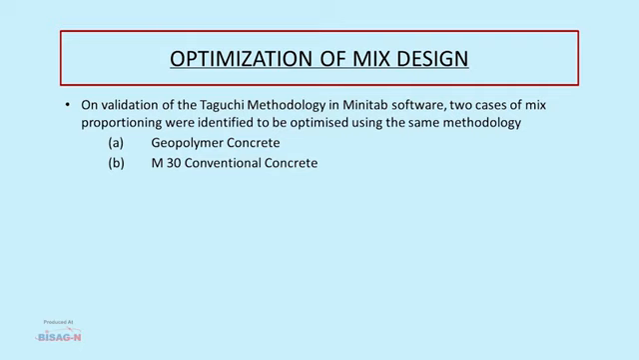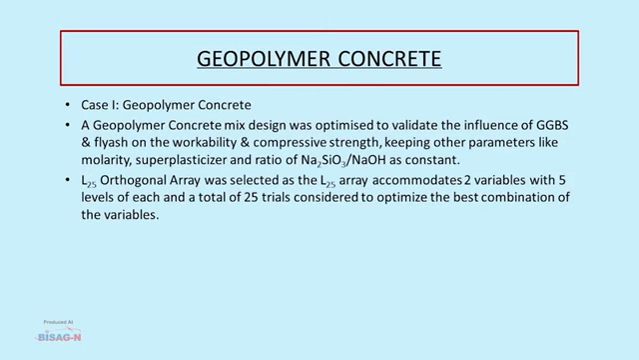Now, the 2 cases that have been taken are the geopolymer concrete and the conventional M30 concrete. For geopolymer concrete, in case 1, the geopolymer concrete mix design was optimized to validate the influence of GGBS and fly ash on the workability and the compressive strength of the concrete, keeping other parameters like molarity, superplasticizer, and ratio of NaSiO3 to NaOH constant. An L25 orthogonal array was selected to accommodate 2 variables with 5 levels each, and 25 trials were conducted.